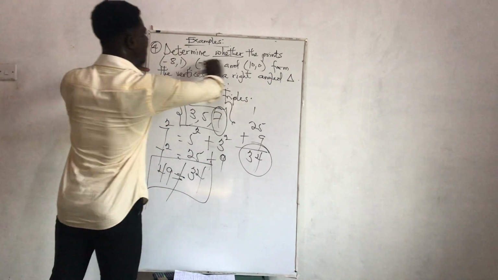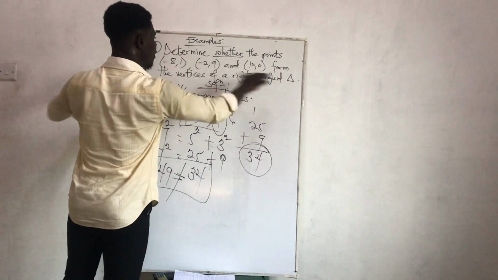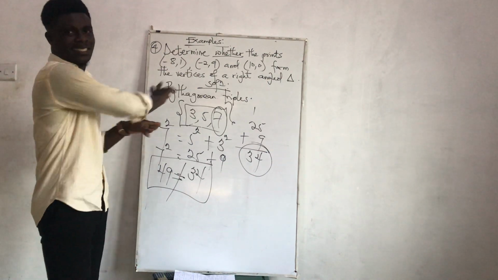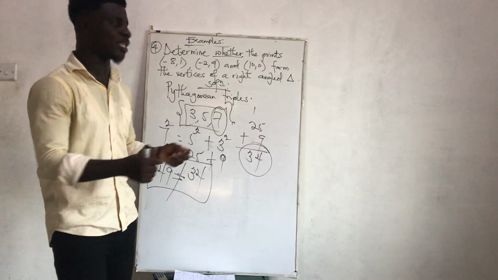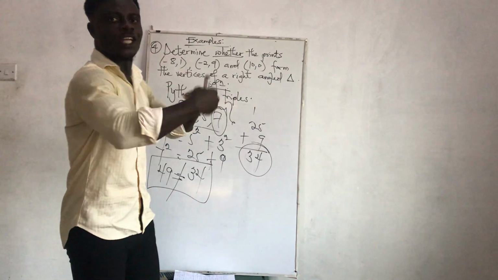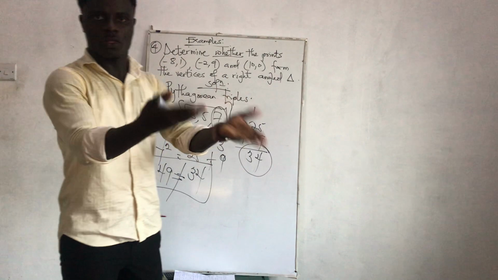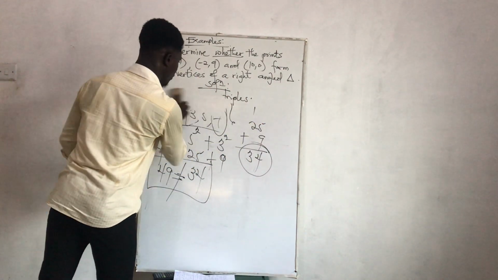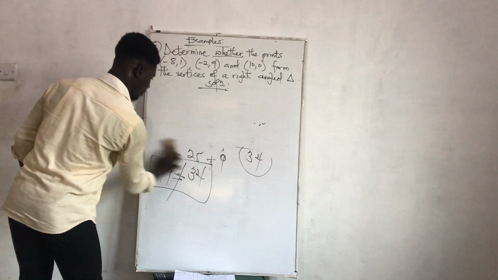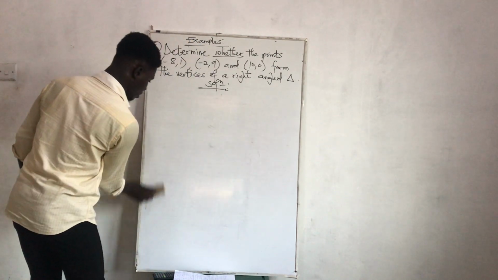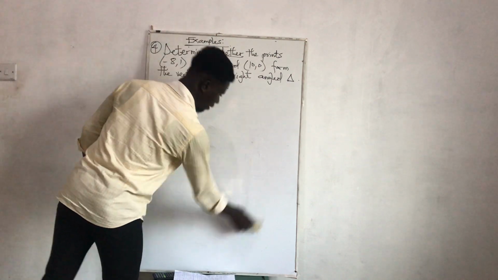So if you want to determine whether the points form the vertices of a right angle triangle, you have to first take note of this, because the right angle triangle obeys the Pythagoras theorem. Alright, so let's see how best we can solve this question here.